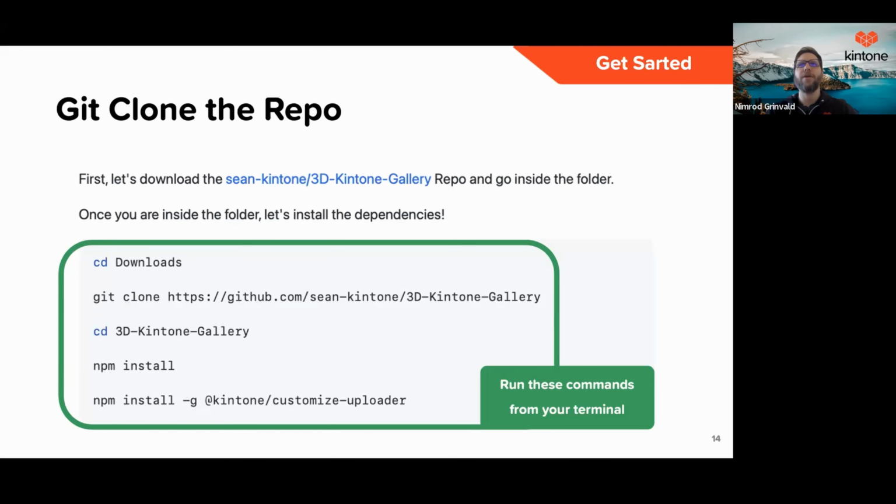We want to make sure that you've installed the correct dependencies. So if you have not done this already, please go ahead and npm install, and then also npm install global this module called Kintone Customize Uploader. Run these commands from your terminal.